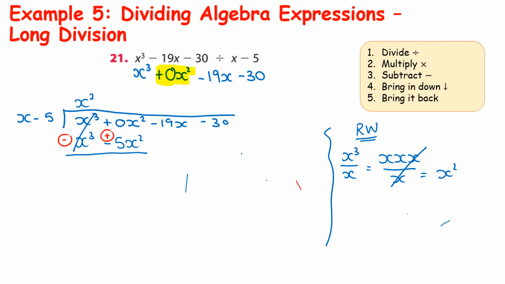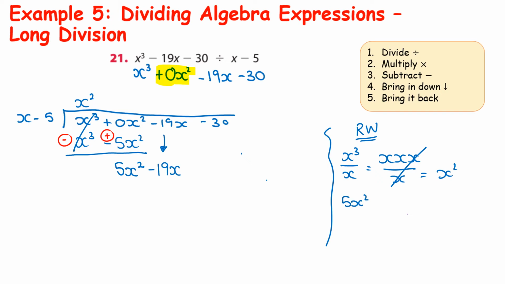So when I say column, I mean the piece that's working down. So I have 0x squared plus 5x squared, and that gives me 5x squared. Divide, multiply, subtract. Next step, bring it down. So bring down the next term. That's minus 19x. And we start again.